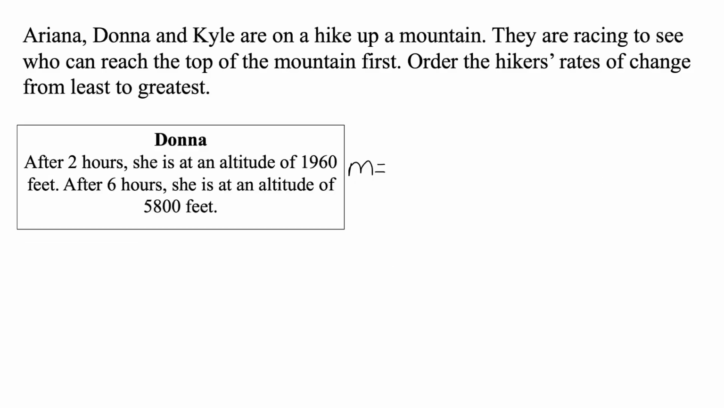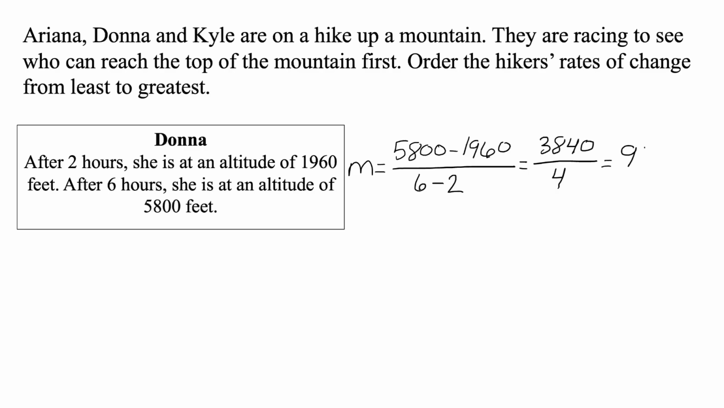Donna's slope is 5,800 subtract 1,960 divided by 6 subtract 2. 5,800 subtract 1,960 equals 3,840. 6 subtract 2 equals 4. 3,840 divided by 4 equals 960.